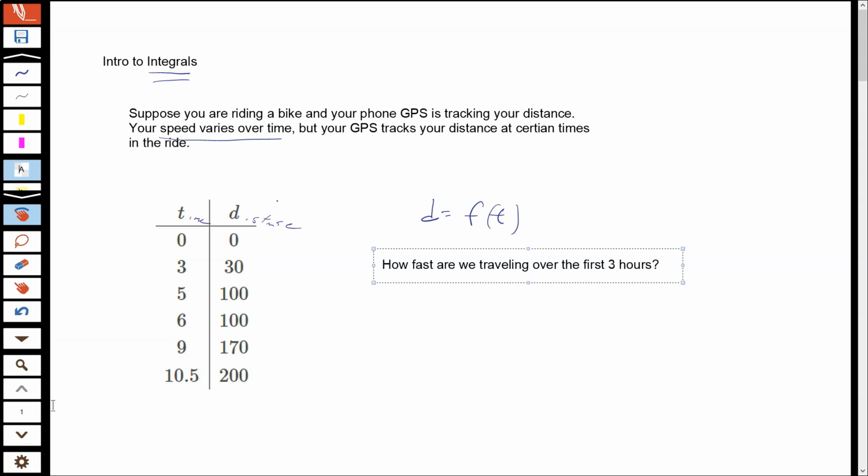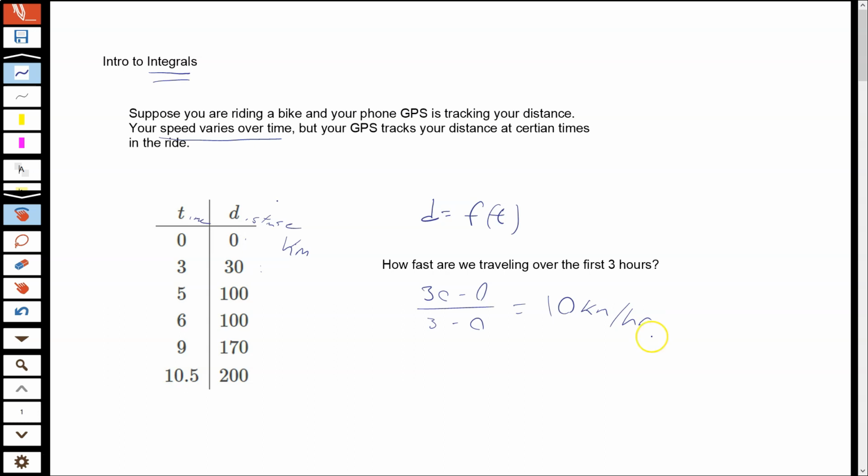So that's a derivatives question, right? How fast are we traveling over the first 3 hours? That would be the change in distance over the change in time. So we can estimate that from the graph, or we can take an average, really, from the table. So we could do 30 minus 0 over 3 minus 0. And that, of course, ends up being 10. Let's say our distance is in kilometers and our time is in hours, because 200 miles in 10.5 hours would be a little ridiculous. So let's say 10 kilometers per hour.